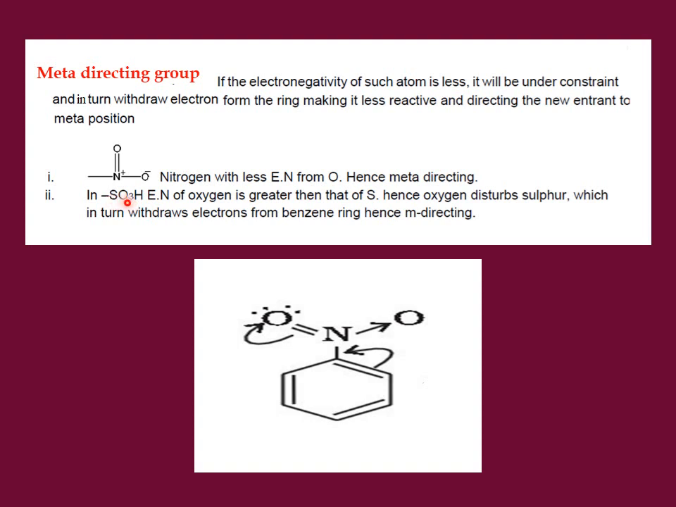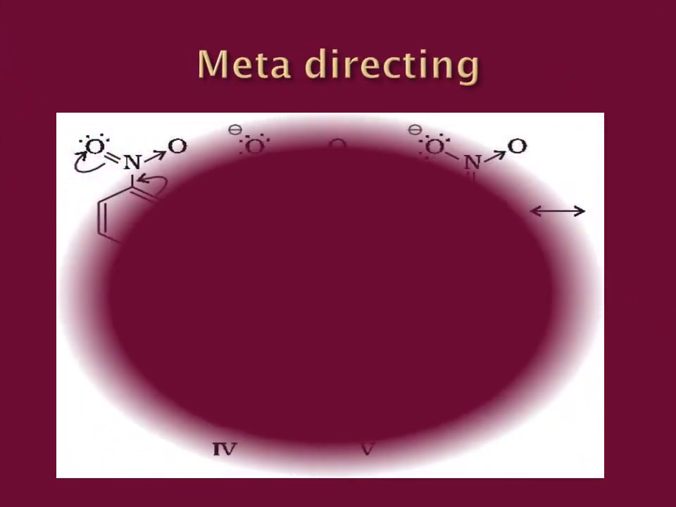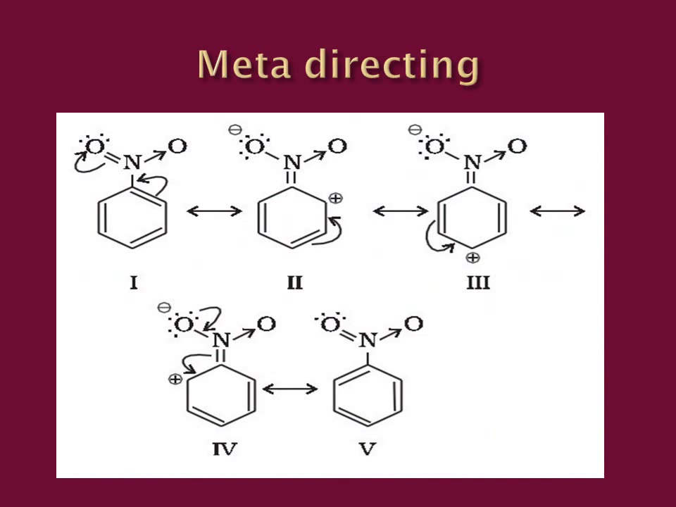Now students, let us discuss how the meta-directing groups direct the second incoming group specifically to the meta position. As we have already discussed, NO2 is a meta-directing group. Why? Because nitrogen, which is directly attached to the ring, has less electronegativity as compared to the other atoms attached to it, that is oxygen. Oxygen, being more electronegative, withdraws electron density towards itself. Now students, look at the resonance hybrid structures of nitrobenzene. The pi bond between oxygen and nitrogen breaks and resides on oxygen as a negative charge.